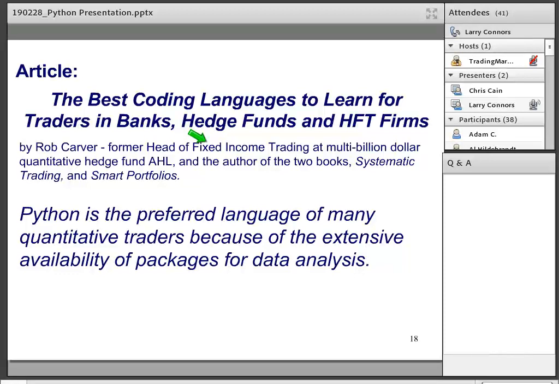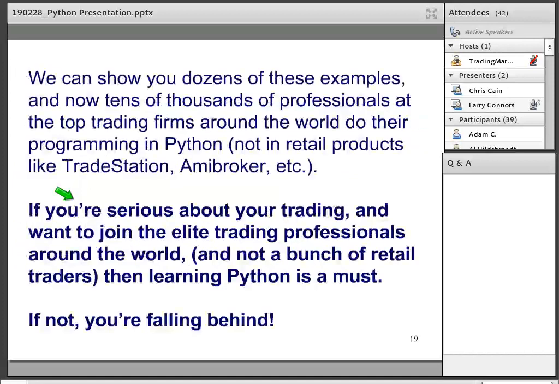As he stated in this article, on the best coding language to learn for traders in banks, hedge funds, and high-frequency trading firms: Python is the preferred language of many quantitative traders because of the extensive availability of packages for data analysis. If you're like most of us who really rely upon data to make our trading decisions, someone like Rob Carver is saying Python is the preferred language for quantitative traders. We can show you dozens of these examples, and there are now tens of thousands of professionals at the top trading firms around the world who do their programming in Python.